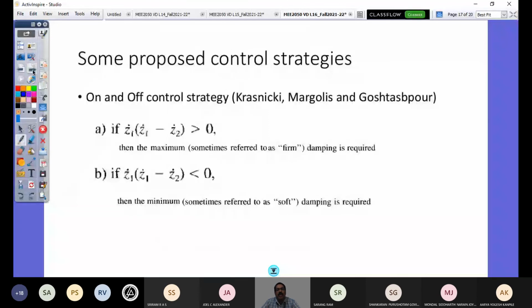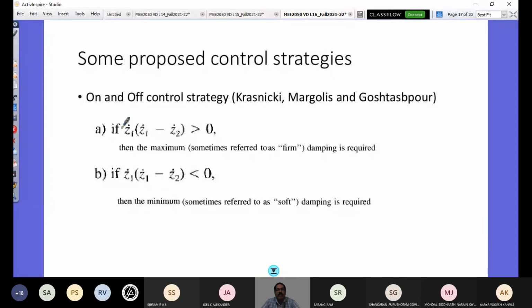And those strategies are called on-off control strategies. I just mentioned two here. There are many research articles available on these control strategies. So in the on-off control strategy, let's see if the product of velocity Z1 dot and Z1 dot minus Z2 dot, where Z1 dot is the sprung mass velocity and the other is the relative velocity of the sprung mass with the unsprung mass, is greater than 0, then the maximum should come. So a firm damping is required. So I require a damping force more. If it is the other way, less than 0, it is a soft condition. So these kinds of strategies are finalized by researchers to meet all three requirements.